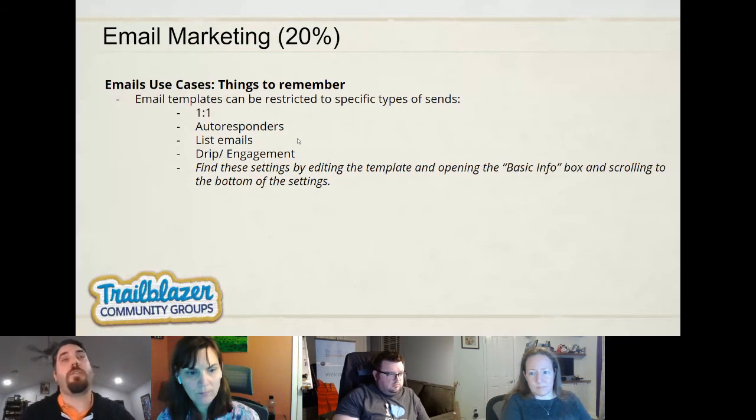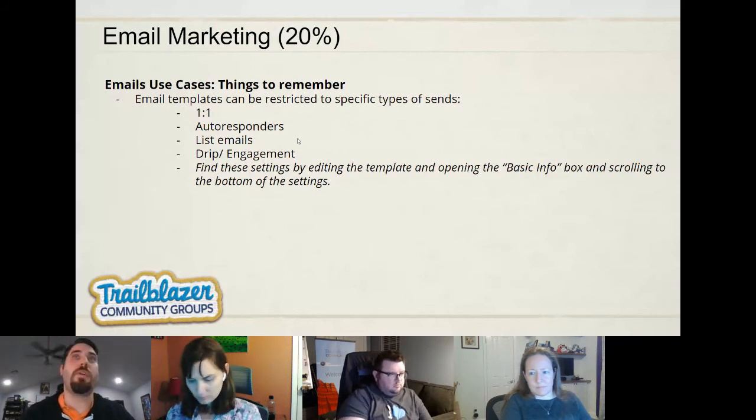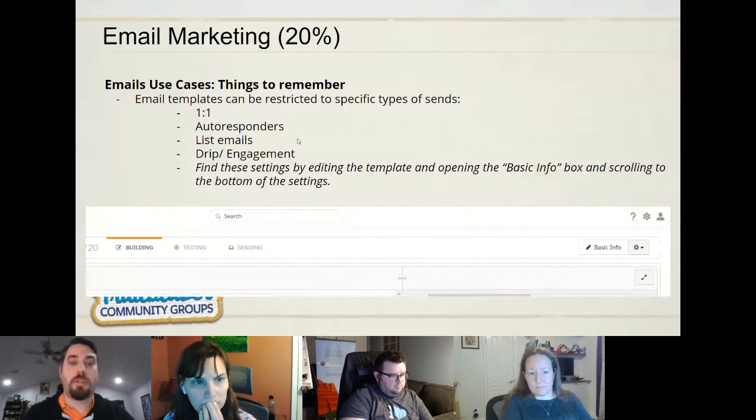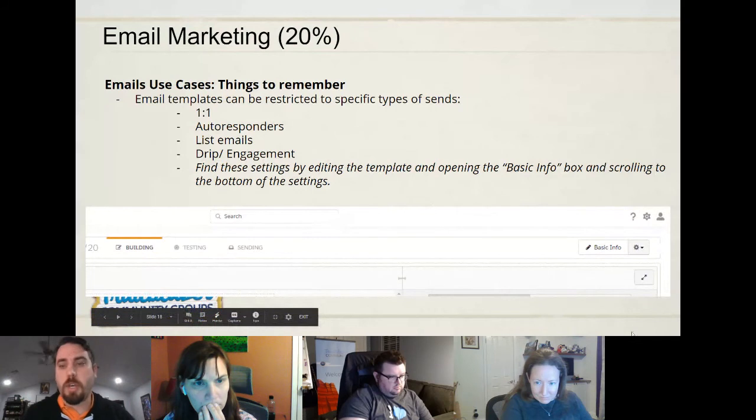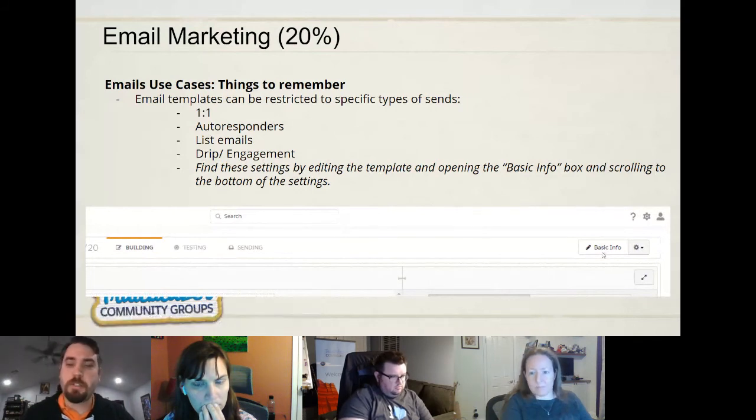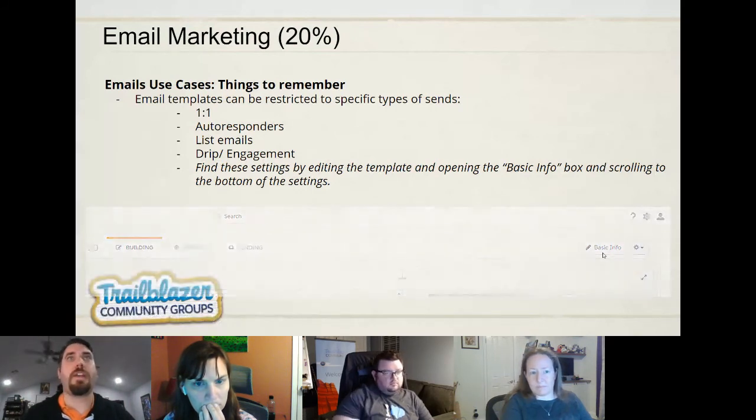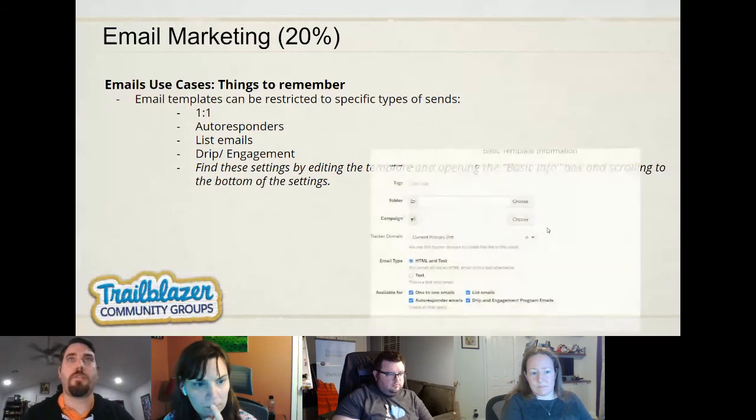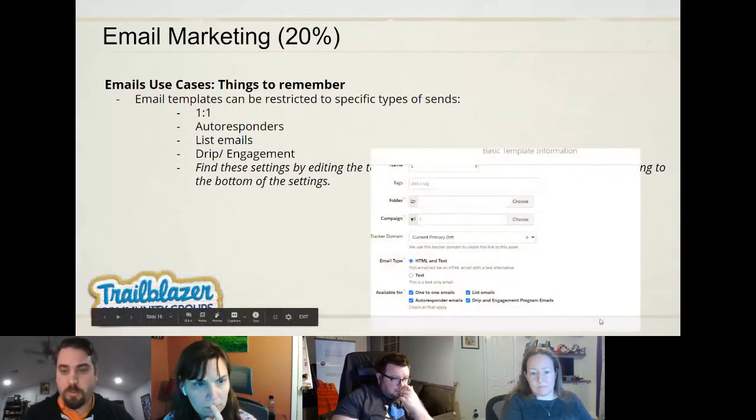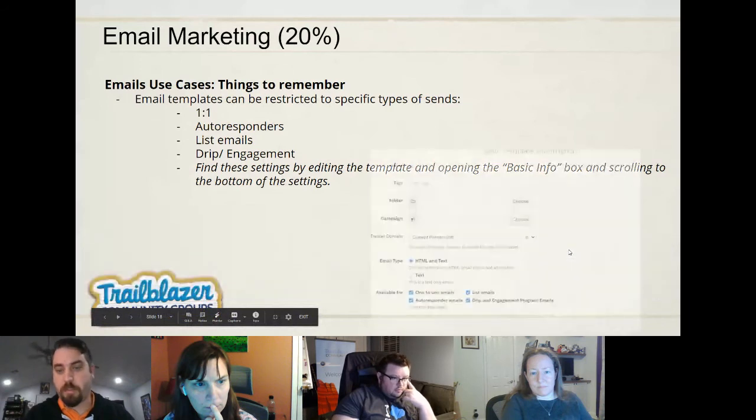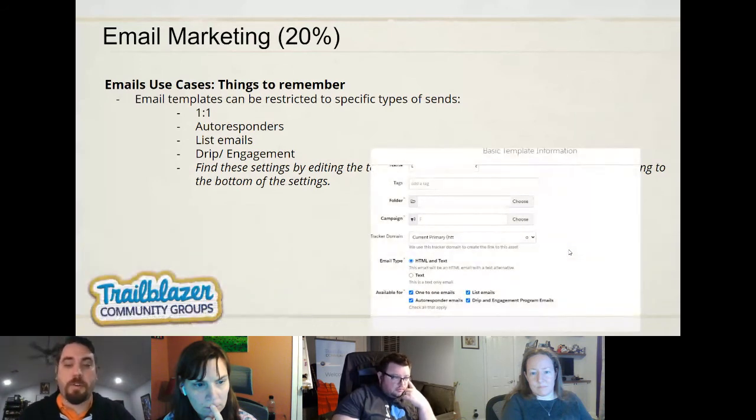And in order to do that, as you're going into an email template, in the basic info screen, I don't know if you can see that on a smaller screen, but in the top right-hand corner there's a little basic info button. All you need to do is click on that, and then you can scroll all the way down to the bottom. It'll give you the opportunity to allow it to be used for any one of those systems.